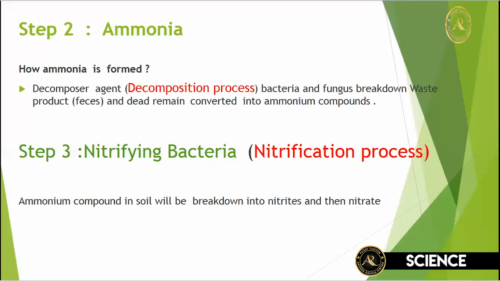Okay, so once the ammonium compound is formed, what is the next process that takes place? Well, here it gets a bit interesting, where the ammonium compound, in the presence of nitrifying bacteria, undergoes a process known as nitrification, whereby this nitrifying bacteria will break down the ammonium compound in the soil, where initially it breaks down into nitrites and then nitrate. So first, the ammonium compound needs to be broken down to form nitrites, and then from nitrites it will be broken down further into nitrate, which the plant will again absorb.